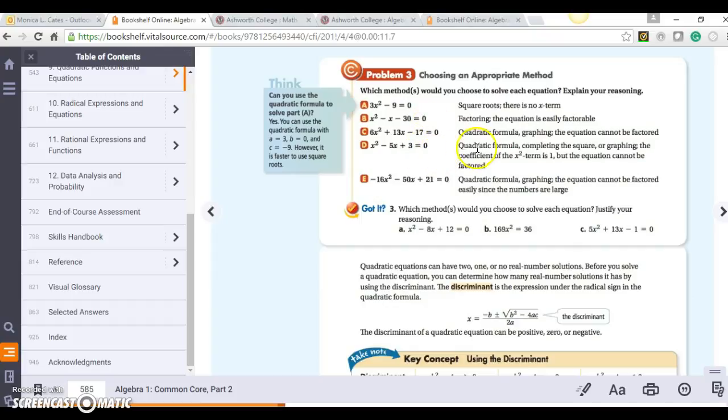The next one, the quadratic formula would be the best one to use. They have completing the square. I don't know how easy completing the square would be because I have an odd number here, but if you're cool with it, I'm cool with it. Graphing would be good.